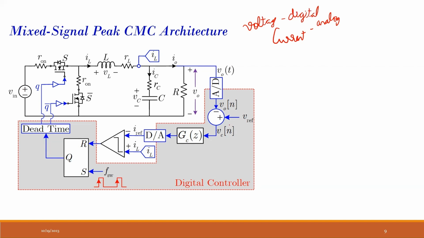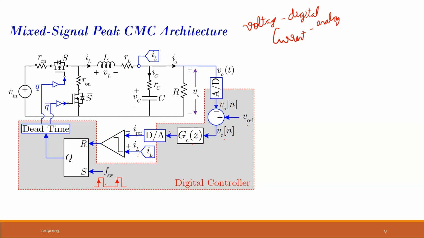So, the same procedure: the output is sampled and compared with VREF. The error passes to your controller, which generates your IREF. That is passed to a DAC to generate a corresponding reference current signal. That reference current signal is compared with your actual inductor current signal, and that determines when your reset signal comes in terms of your Q.